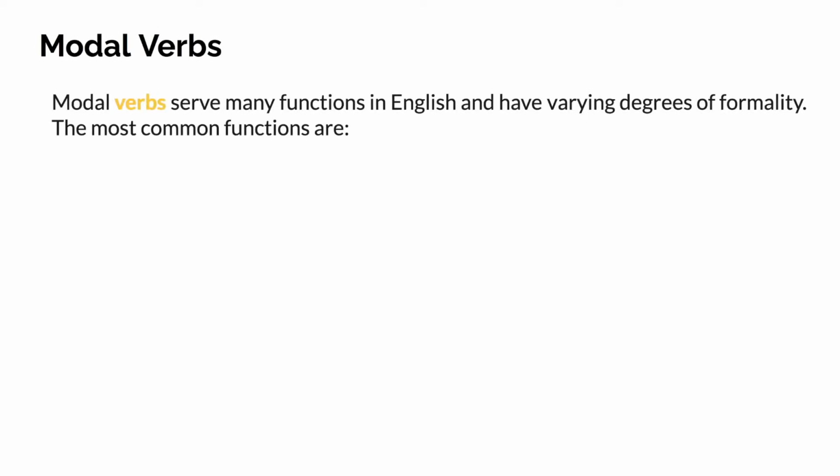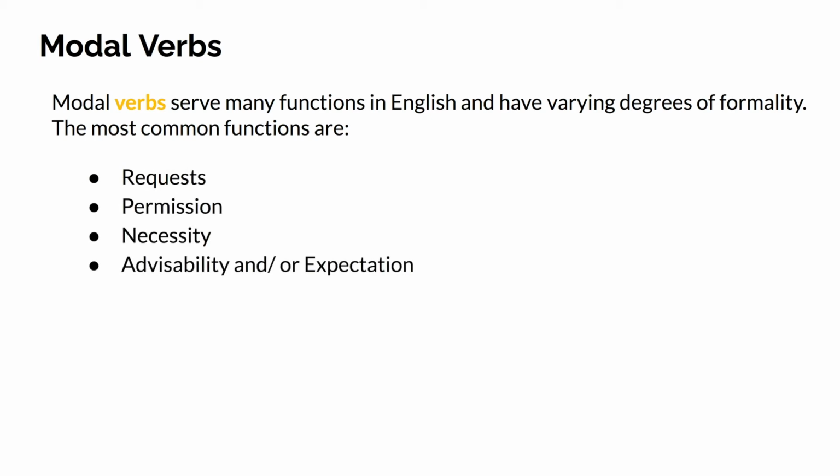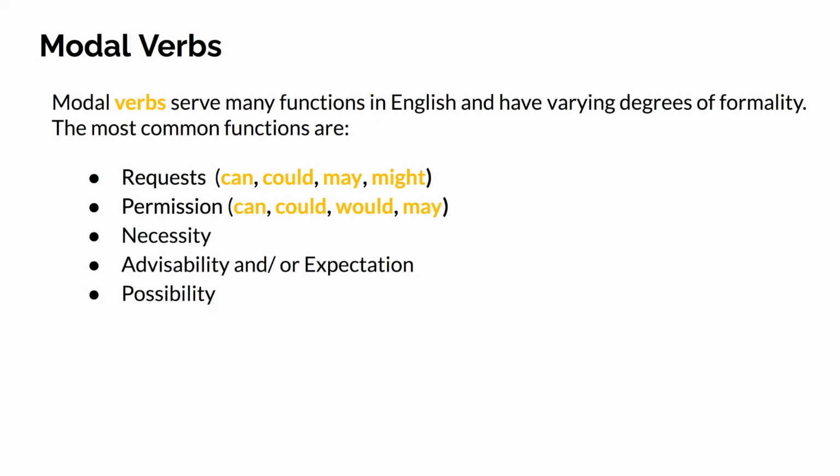Modal verbs. Modal verbs serve many functions in English and have varying degrees of formality. The most common functions are requests, permission, necessity, advisability and/or expectation, and possibility. Modal verbs that are requests may be can, could, may, and might. Modal verbs that are permission are can, could, would, and may.